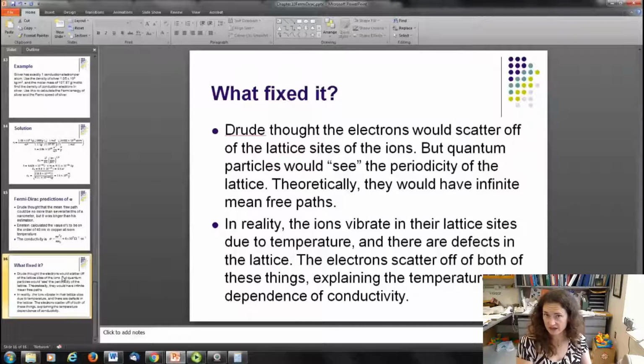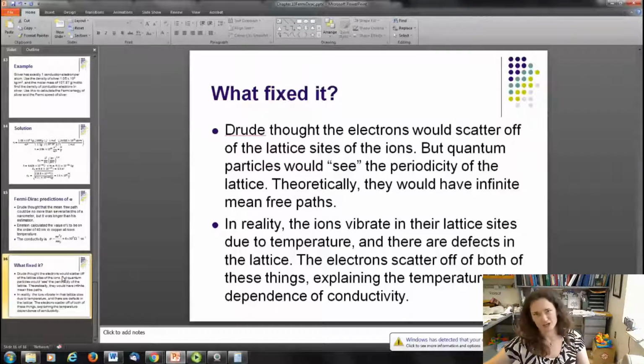So theoretically, if the atom actually just sat there in its lattice site, a quantum particle would never scatter off the lattice site, and it would just move in sort of a sinusoidal way, magically dodging all of these lattice sites and never scattering off of them. And that would mean that theoretically, the electron would have an infinite mean free path and never scatter, okay, in a truly bulk solid that had no end.